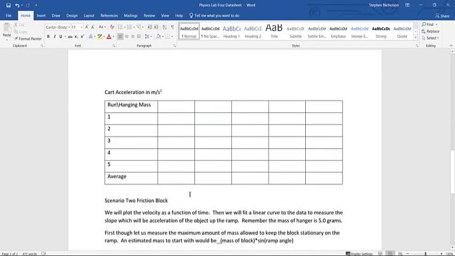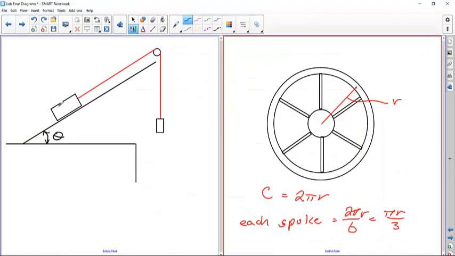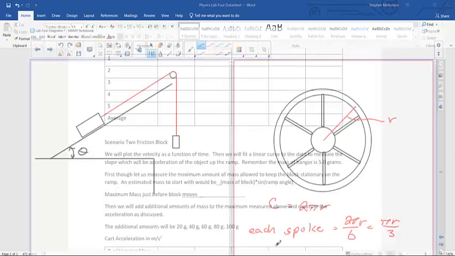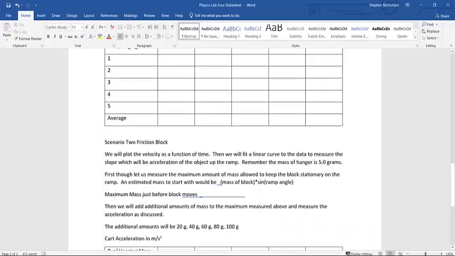The next one is similar, except what we're going to do is replace the cart with a wooden block. And we're only going to go in one direction, which is up the ramp, because it may not slide down the ramp even if you take all the mass off. So what we'll do is keep adding mass here until this thing just starts to slide. We'll record that amount just before it starts to slide.